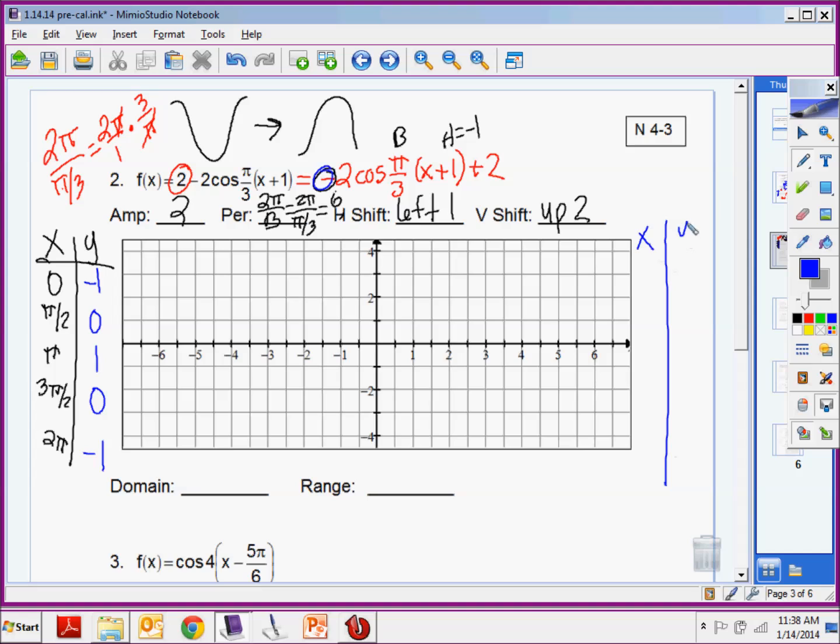Okay, so with my x values, they're now going from 0 to 6. What's the middle of that? 1, 2, 3, 4, 5, 6. What's the middle of 0 and 6? 3.